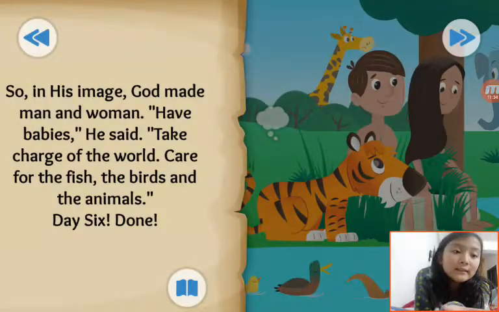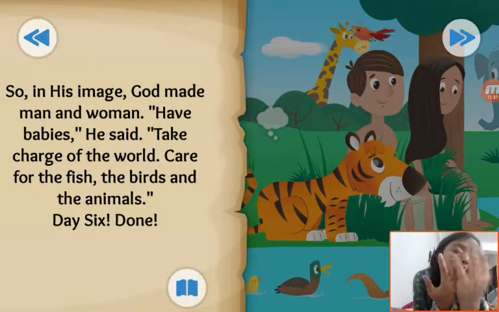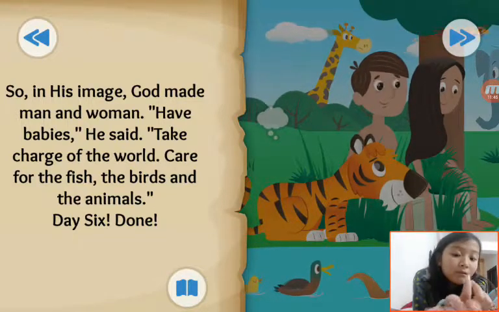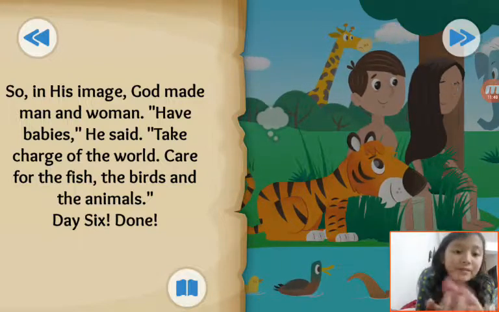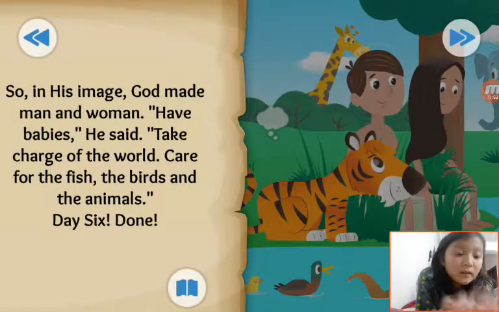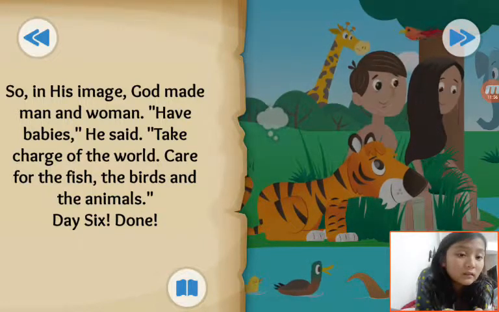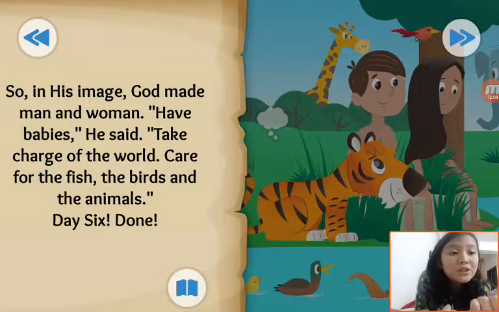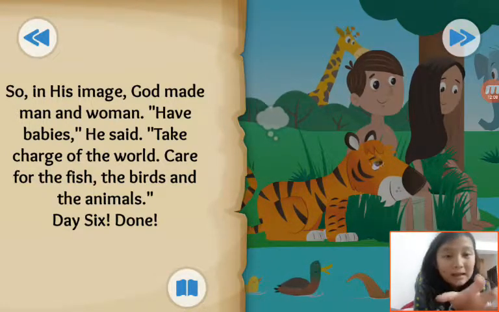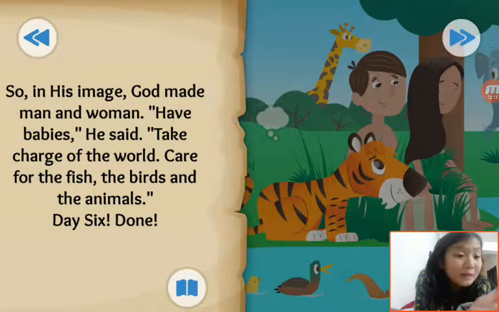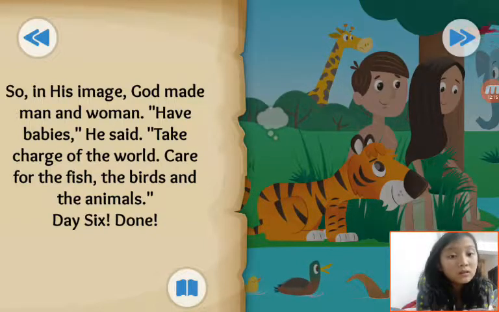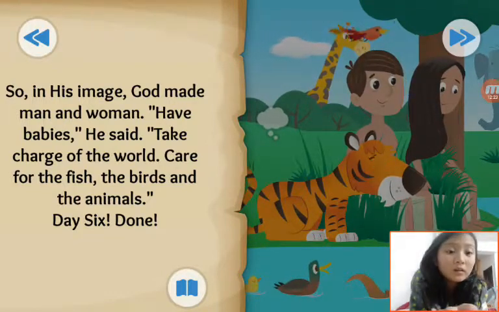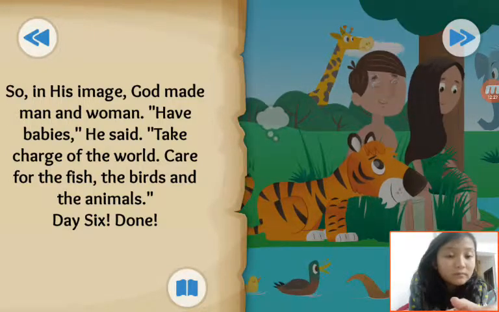So, in his image, God made man and woman. Have babies, he said. Take charge of the world. Care for the fish, the birds, and the animals. Day six, done. So God has made, just like his image, a man and a woman. And he also said, have babies, you will take charge. That means you will take care of all the world. Day six.